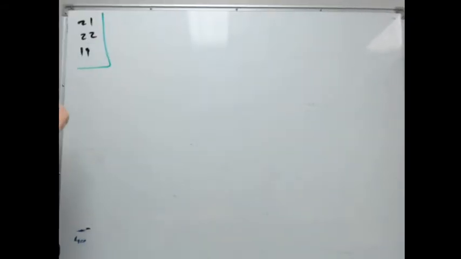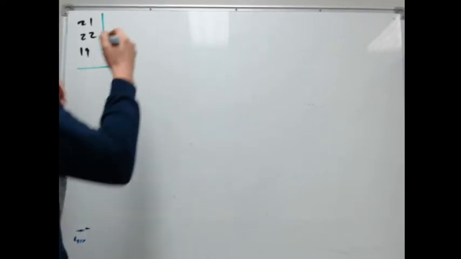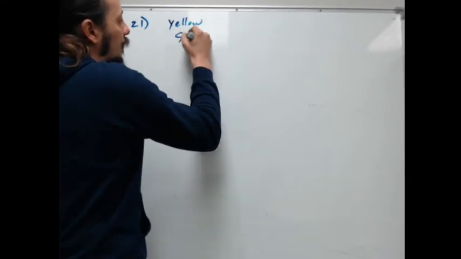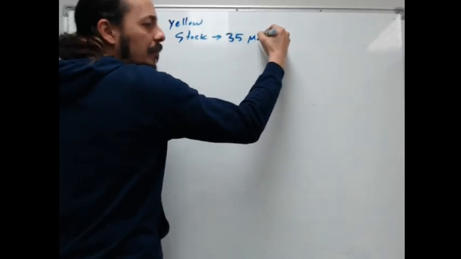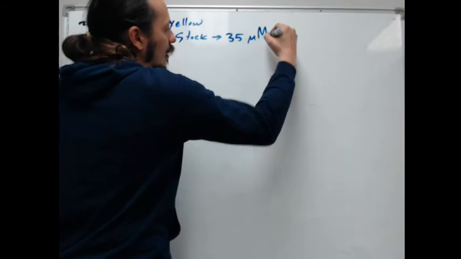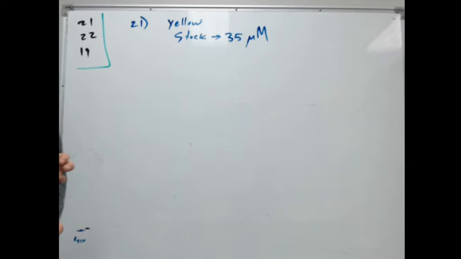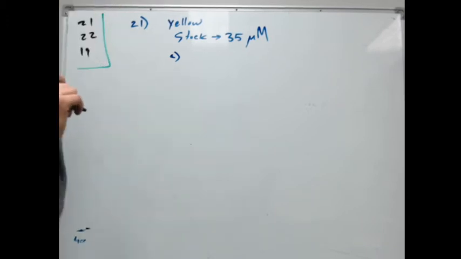Which question is 21? A yellow solution is spectroscopically investigated starting with a stock solution of 35 micrometers. Was it micro or milli? Oh, micro. Micromolar, right? And then there's A through D. Did you want all of them? Which ones are we most interested in? Honestly, all of them. Let's do all of them.